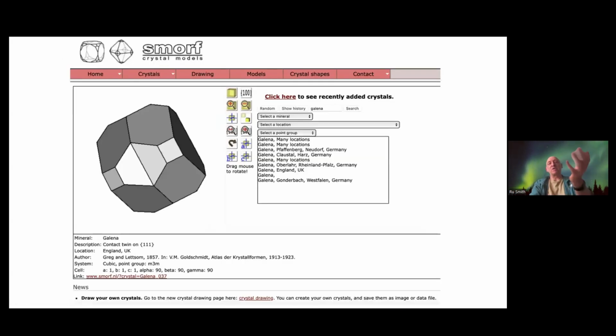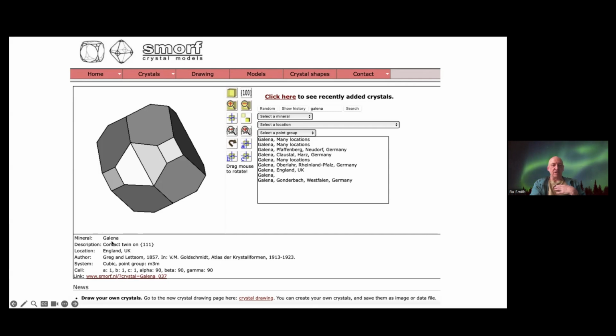And the first thing to do, you type your smorf.nl. That's all you have to do. And this is what will come up. And the first thing is there is this massive library. So you can choose a mineral. And what I've done here is I've chosen galena because that's what we're going to be looking at. And then here you can see all the models that Mark has already got loaded up. And I've chosen just one of them, this one over here.